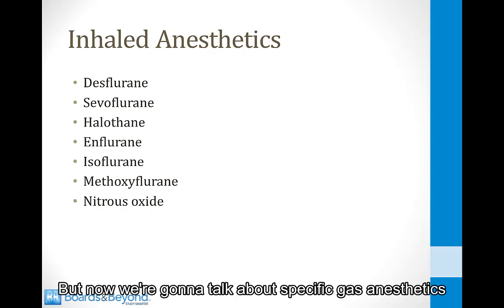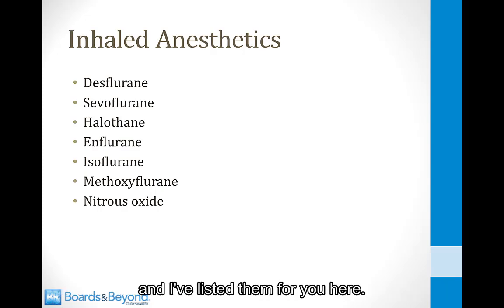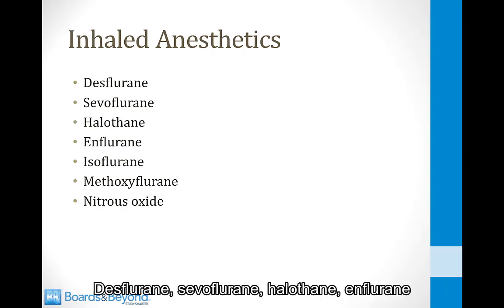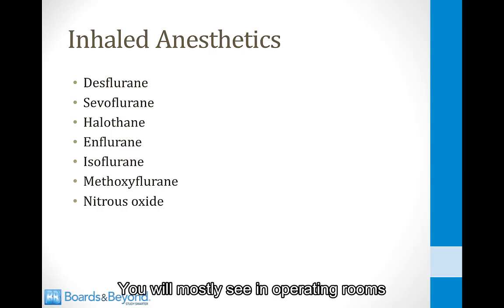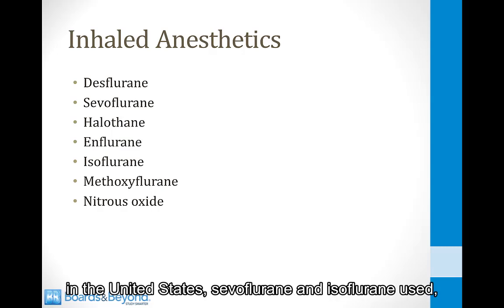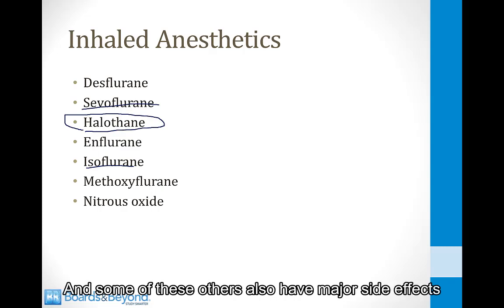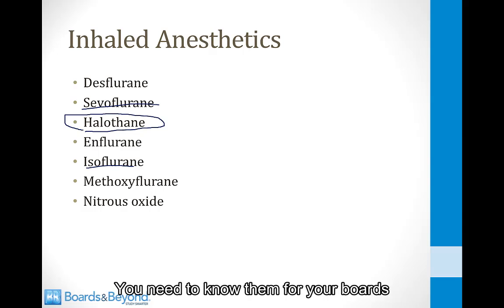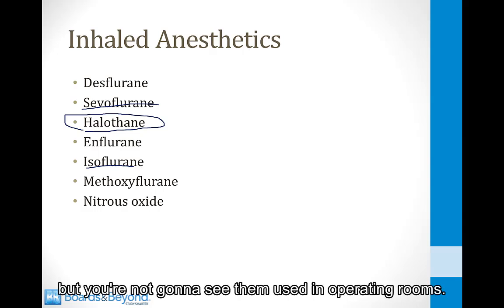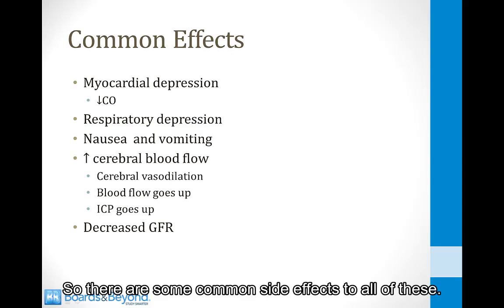But now we're going to talk about specific gas anesthetics, and I've listed them for you here. Desflurane, sevoflurane, halothane, enflurane, isoflurane, methoxyflurane, and nitric oxide. You will mostly see in operating rooms in the United States sevoflurane and isoflurane used. Halothane is a very old anesthetic that's not used anymore, and some of these others also have major side effects and are not used anymore. You need to know them for your boards, but you're not going to see them used in operating rooms.